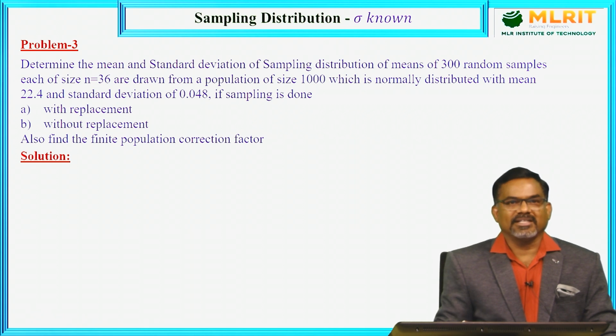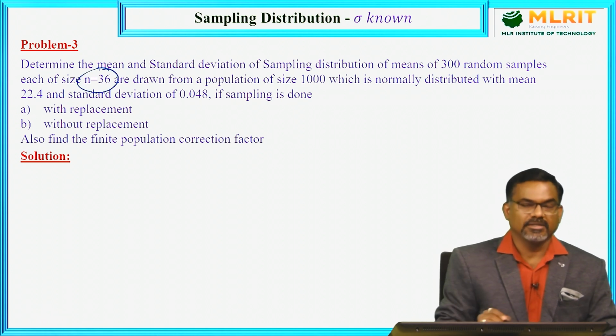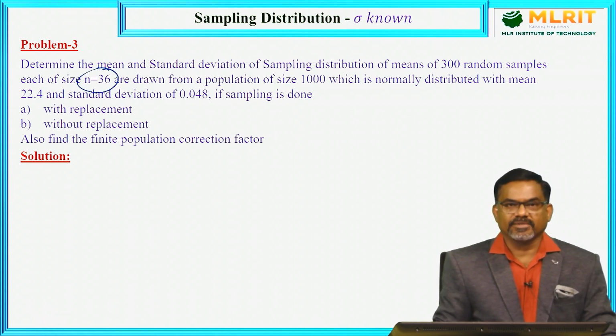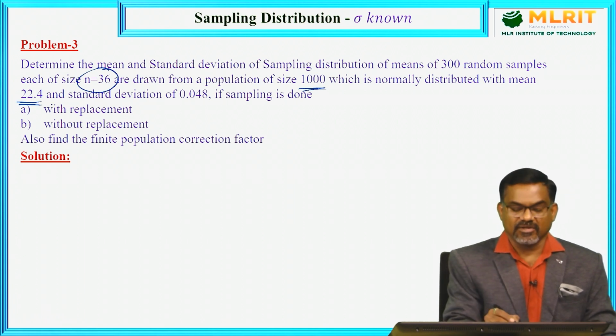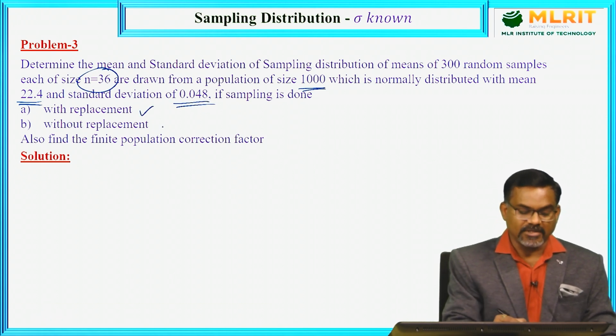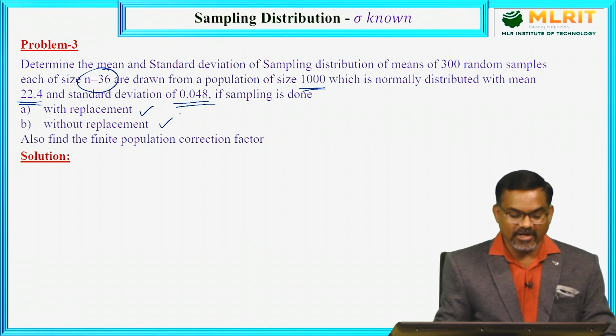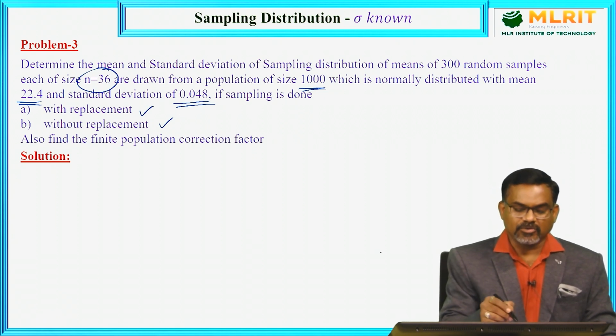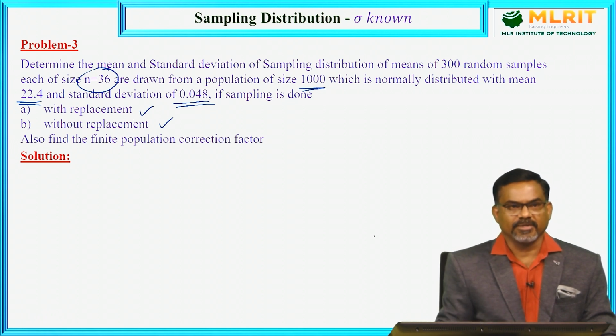Determine the mean and standard deviation of sampling distribution of means of 300 random samples, each of size n equal to 36, drawn from a population of size 1000, which is normally distributed with mean 22.4 and standard deviation of 0.048, if sampling is done with replacement and without replacement. So here we need to solve the problem in two different cases. One is with replacement and the other is without replacement. Also find the finite population correction factor.